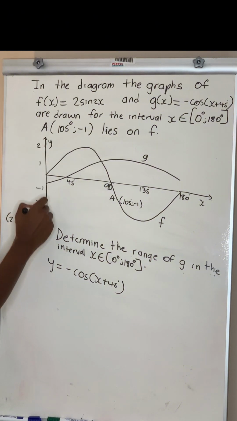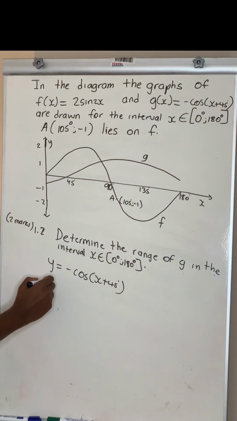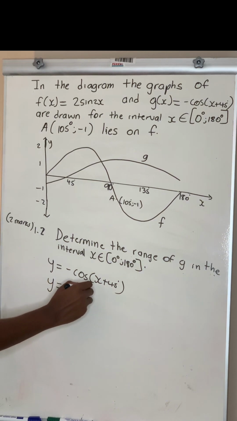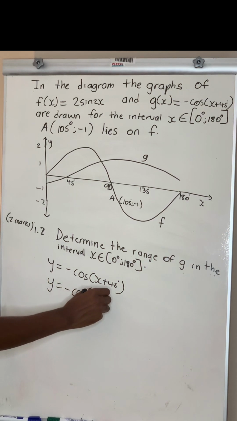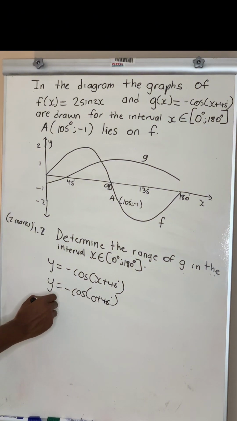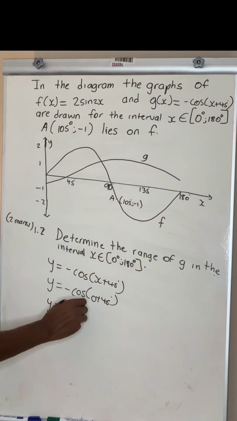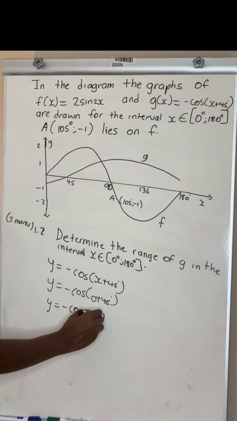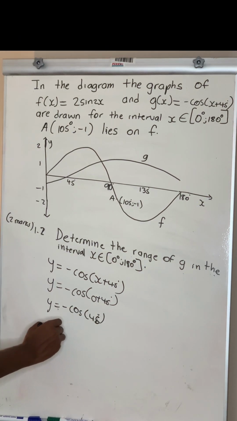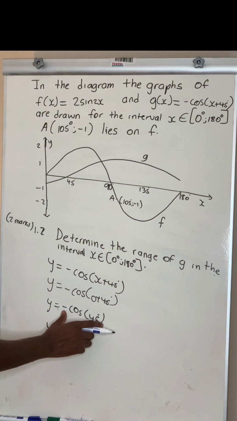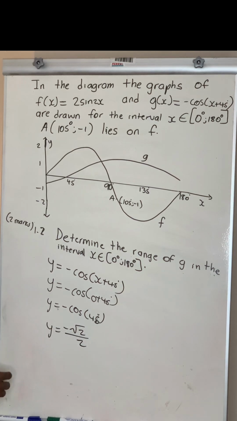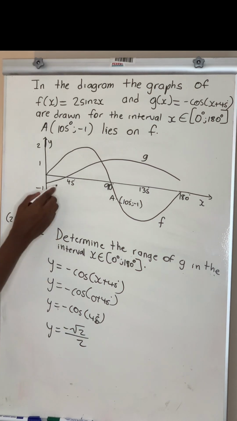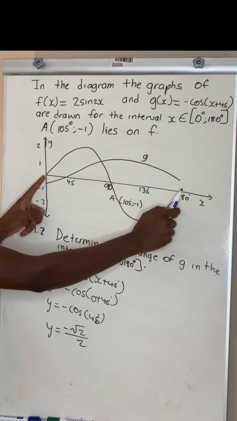Now we know that on the y-axis, x is always equal to 0, so let's just simply substitute x. So y is equal to negative cos of 0 plus 45 degrees. Y is equal to negative cos 45 degrees. And then finally, when you punch this into the calculator, you're going to get y equal to negative root 2 over 2. So this is the lowest point on the function g in this interval from 0 to 180.